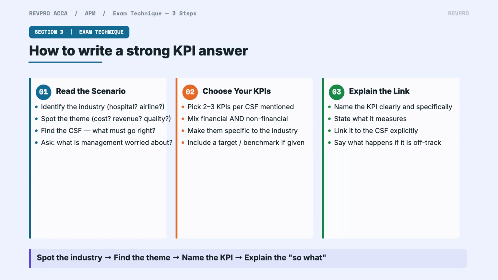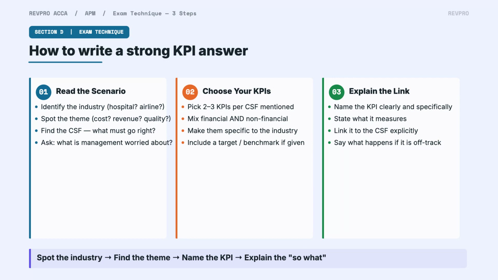Step 2. Choose your KPIs. Pick 2 to 3 KPIs per CSF mentioned. Always mix financial and non-financial. Make them specific to the industry. Include a target or benchmark if the scenario gives you data. Step 3. Explain the link. Name the KPI clearly. State what it measures. Link it explicitly to the CSF. Say what happens if it falls off track.